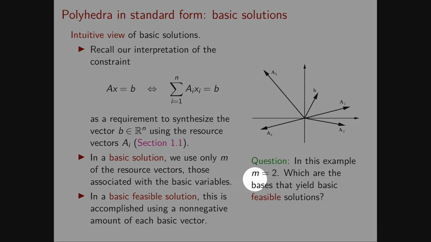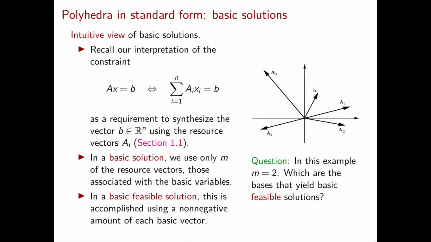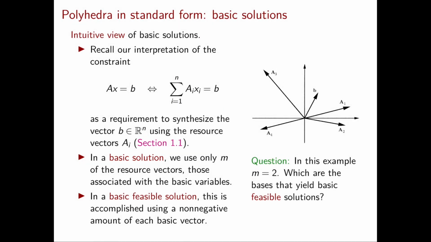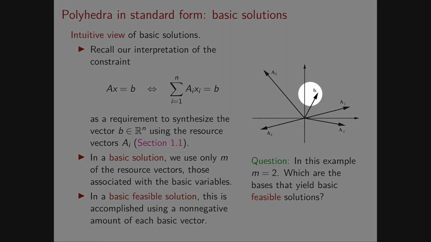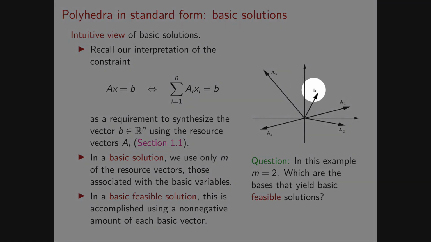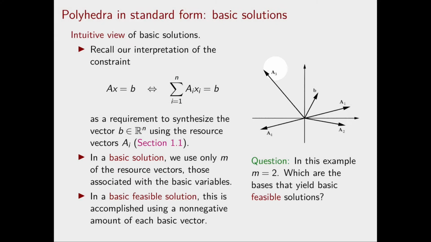For example, if we select A1 and A3, the question is, can I write B as a non-negative combination of A1 and A3? And from the picture, you can easily see that this is the case. And this happens because geometrically B lies in the cone generated by A1 and A3.